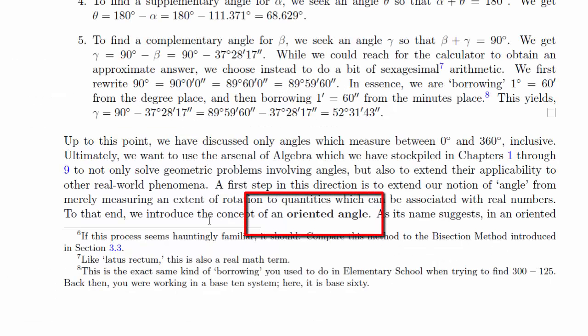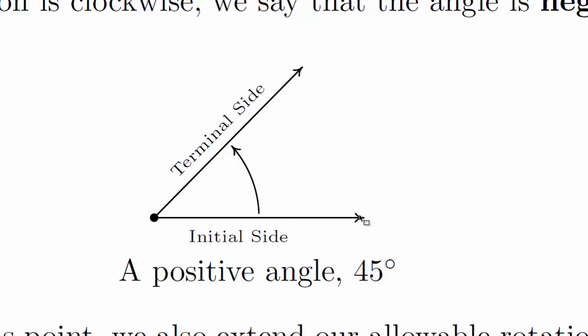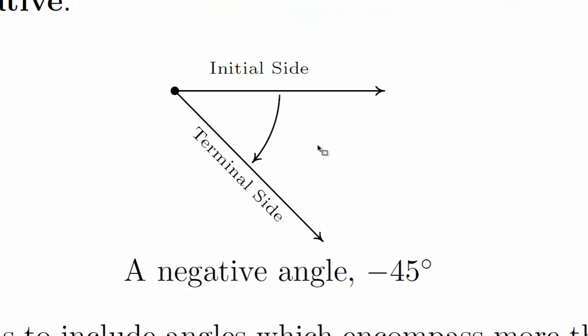I will describe the concept of an oriented angle. For any oriented angle, the direction of the rotation is important. We call one of the two rays the initial side and the other ray the terminal side. We imagine the angle being swept out starting from the initial side and ending at the terminal side. Here is an example of a positive 45 degree angle. The angle is positive by definition when the rotation is counterclockwise from the initial side to the terminal side. On the other hand, this angle is a negative angle, negative 45 degrees. The rotation is clockwise, as indicated by this arrow.